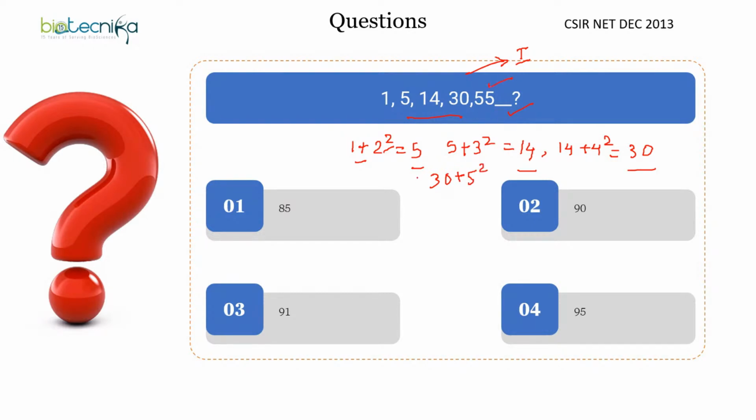So what should be my answer if I add 6 ka square to 55? Then my answer will be 91, right? Understood, guys, how to understand the pattern over here? Any questions in this?